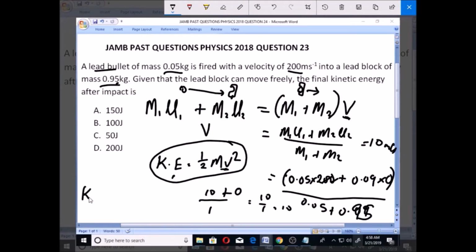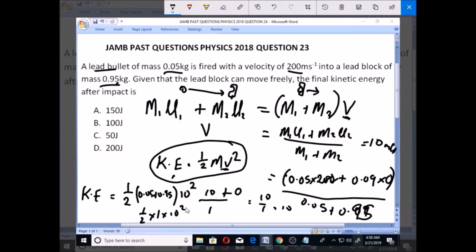So having v as 10 meters per second, we can now calculate KE, which is kinetic energy, given as half m v squared. The m is the total mass, which is 0.05 plus 0.95, and v is 10 to the power 2. So here we have 0.05 plus 0.95, which is 1. So we are still going to have half times 1 times 10 to the power 2.